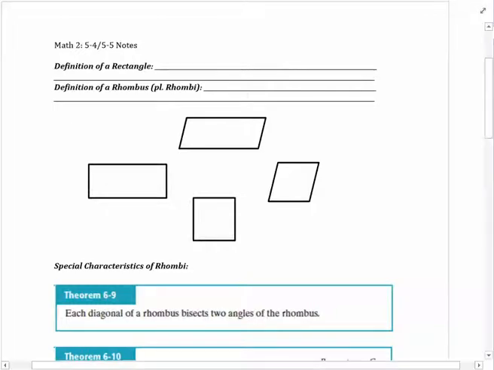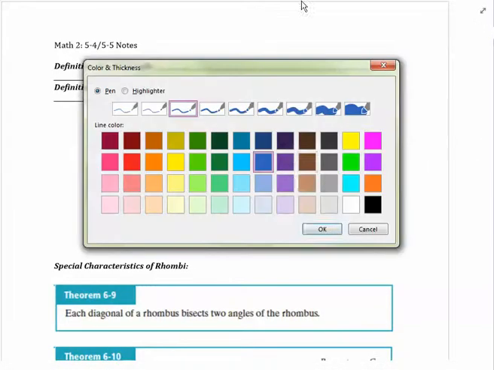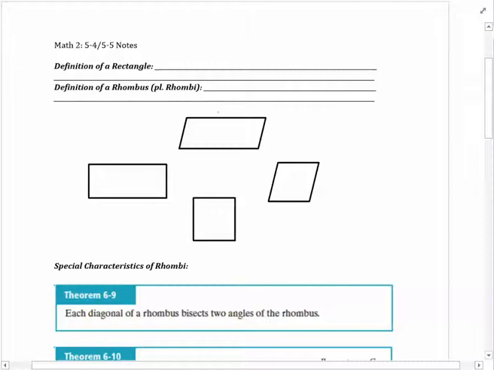So let's start with a review of what a parallelogram is. A parallelogram is a type of quadrilateral that has two pairs of opposite sides that are parallel. So to start with here, this would be a parallelogram right here at the top because we have two pairs of opposite sides that are parallel. That's by definition. There are other characteristics that we learned that are true about parallelograms. Okay, so this is a parallelogram.